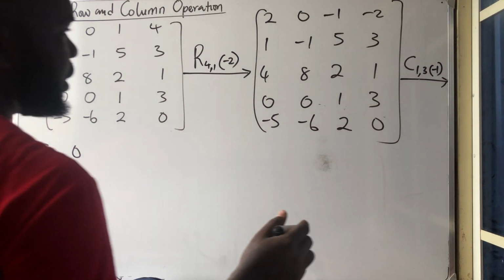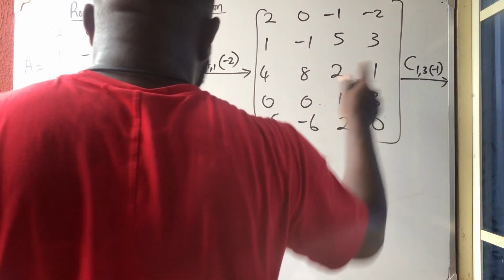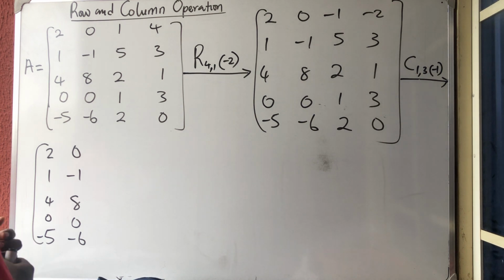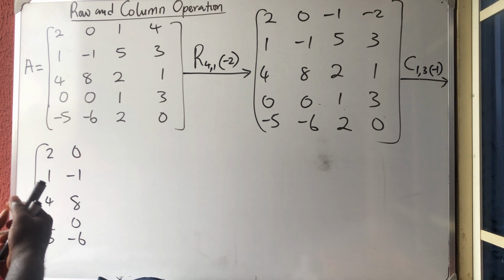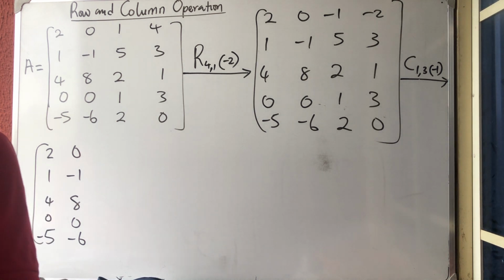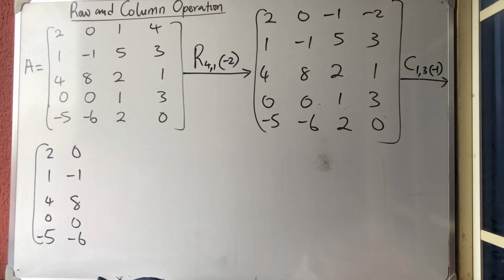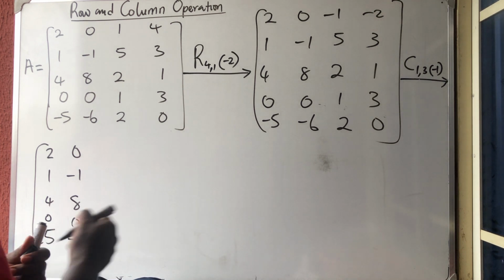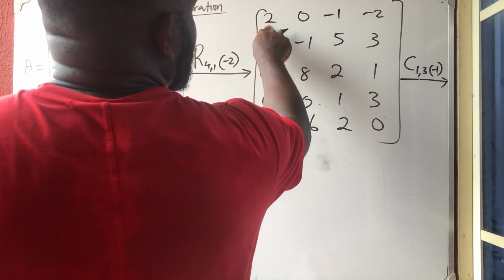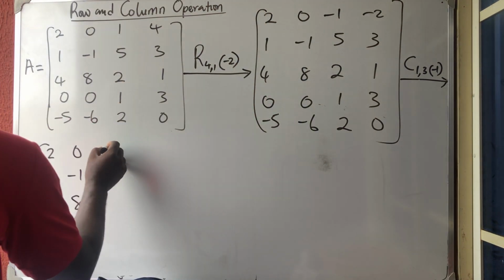Now, in column 3, we should multiply column 1 by minus 1. Then we add it to column 3. Okay? So let's do that now. Where I'm having the changes is in column 3. So I say minus 1 times 2 is minus 2. Minus 2 minus 1 will give you minus 3 here.